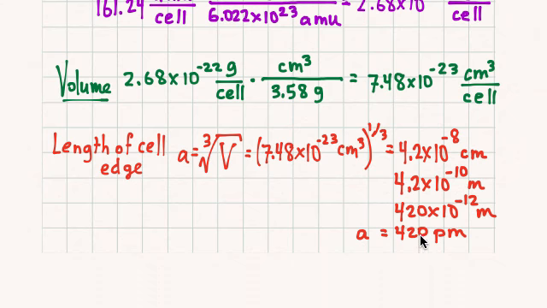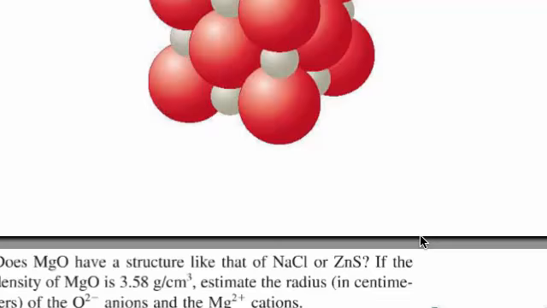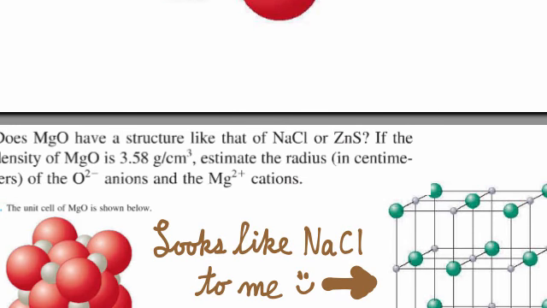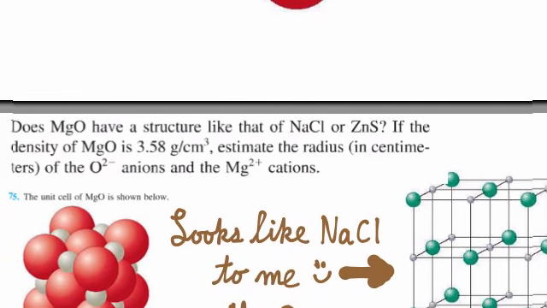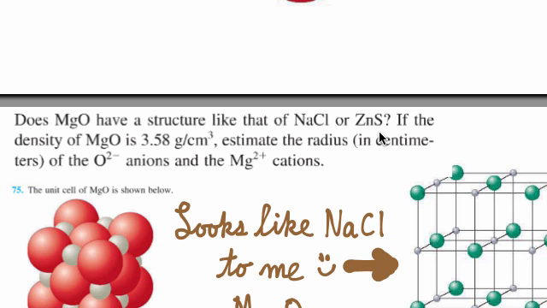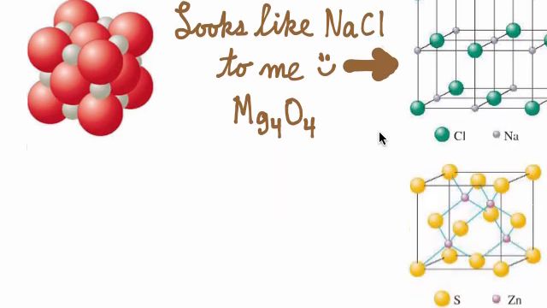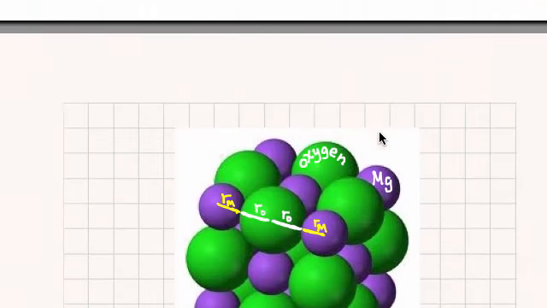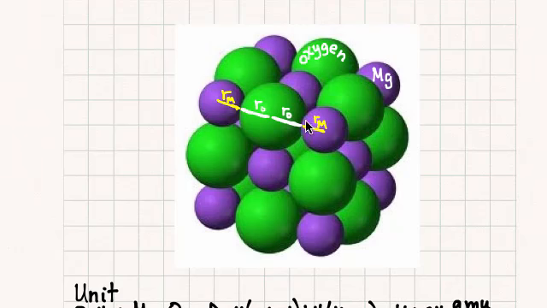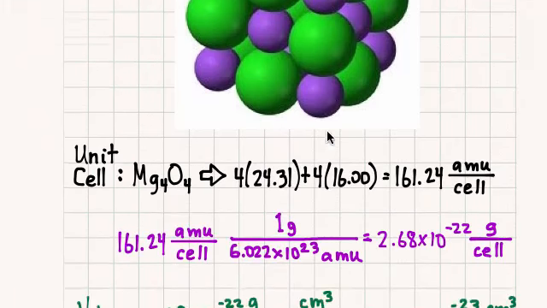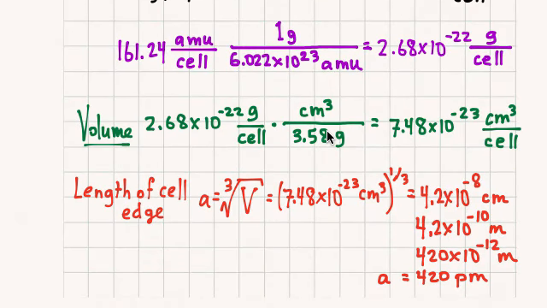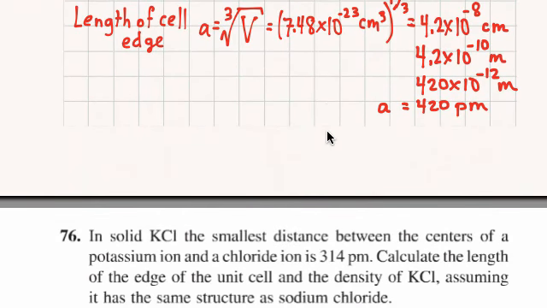Now, interestingly, if you look back, the question does ask you about the sizes of the ions, but I consulted an expert, my colleague up here at the U, and he agrees there's no way to tell without additional information how those radii distribute themselves, or what the size of the oxygen versus the size of the magnesium could be. But at least I do know the size of the cell.